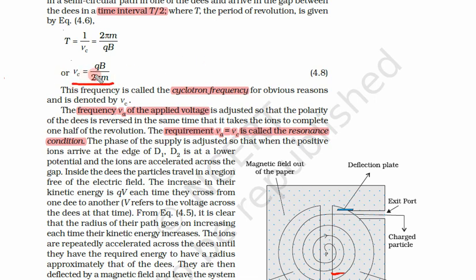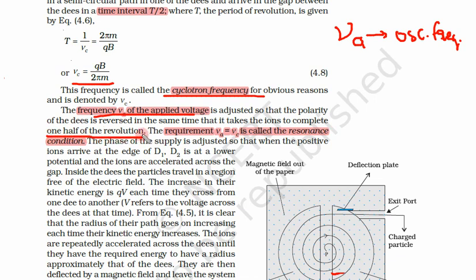So this ν_c is the cyclotron frequency, qB by 2πm. Now there is another frequency, ν_a, the frequency of the applied voltage, which is called the oscillator frequency. It is adjusted so that the polarity of the D's is reversed in the same time that it takes the ion to complete one half of the revolution.